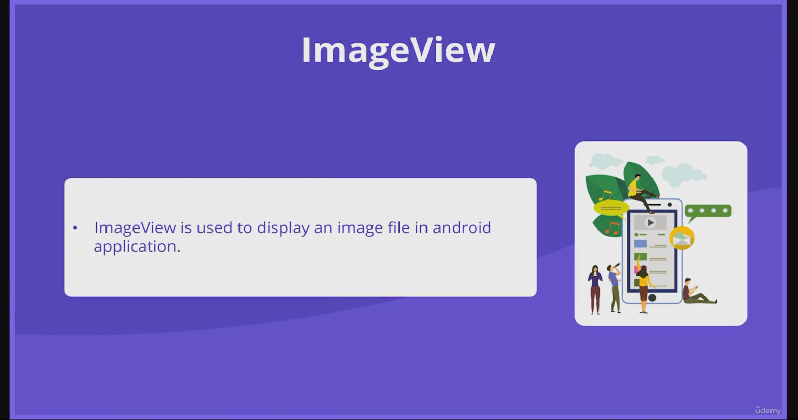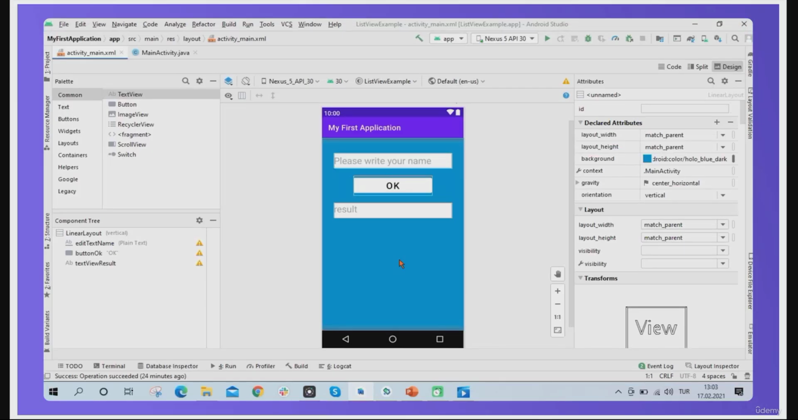is important to master. So let's get to Android Studio and learn ImageView and practice. Okay, so you know that we have this project from before, and we'll continue to work on it. So I will add an ImageView in this project.